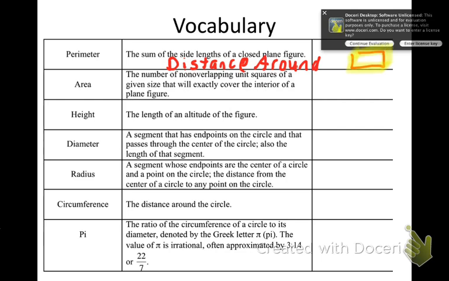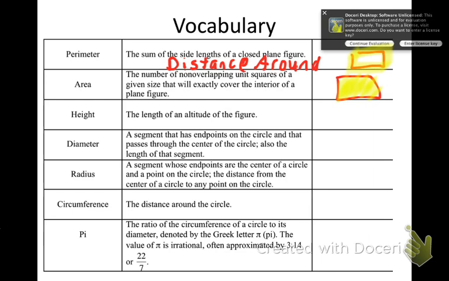There's perimeter. Area is the number of non-overlapping unit squares of a given size that will exactly cover the interior of a plane figure. Basically, area is the space on the inside. So again, if I had a rectangle here, area is all this area on the inside. It's how many square units could be on that inside. That is the area.